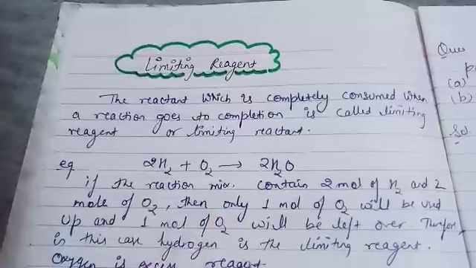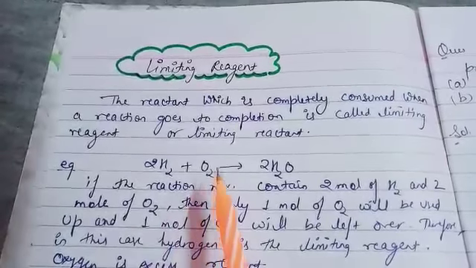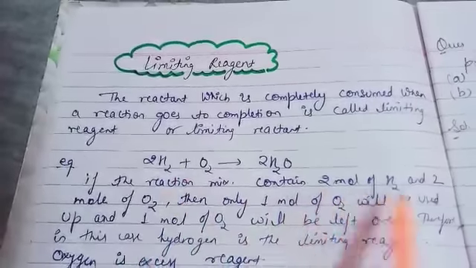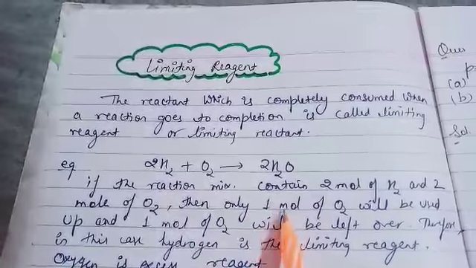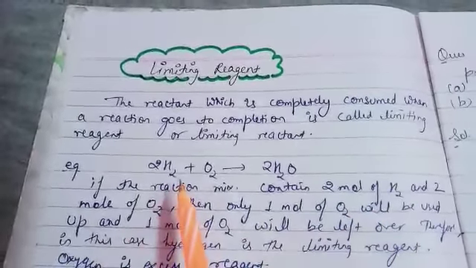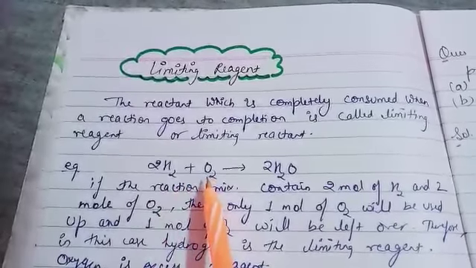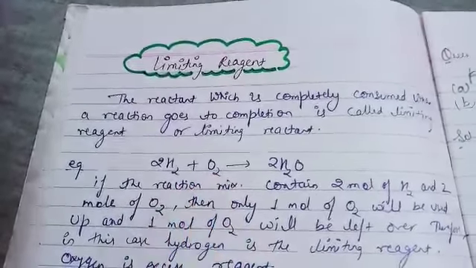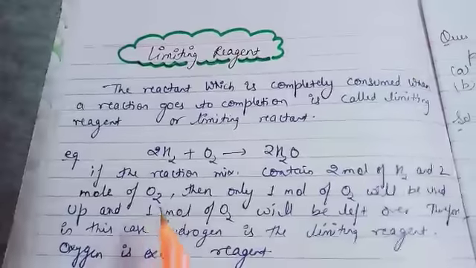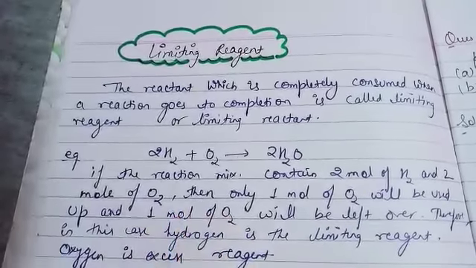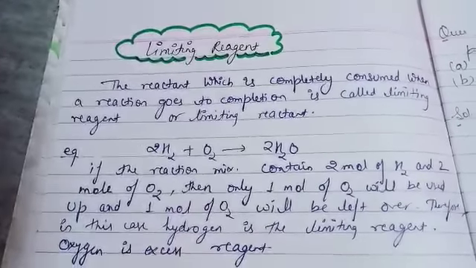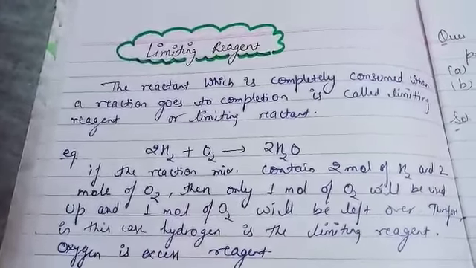But our condition is 2 moles of hydrogen and 2 moles of oxygen. Now just see, since it contains 2 moles of hydrogen, only 1 mole of oxygen will react with 2 moles of hydrogen. It means only 1 mole of oxygen is used, and 1 mole is still remaining. So in this case, hydrogen is the limiting reagent because it is consumed first compared to oxygen, and oxygen is the excess reagent. So this one is the limiting reagent.